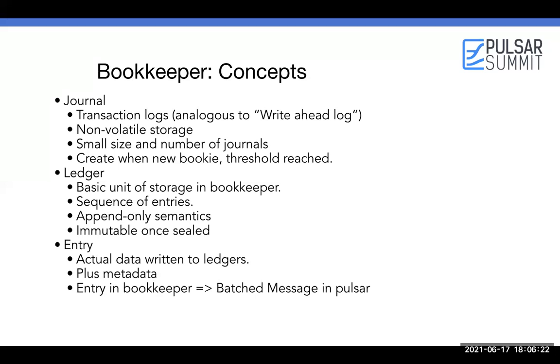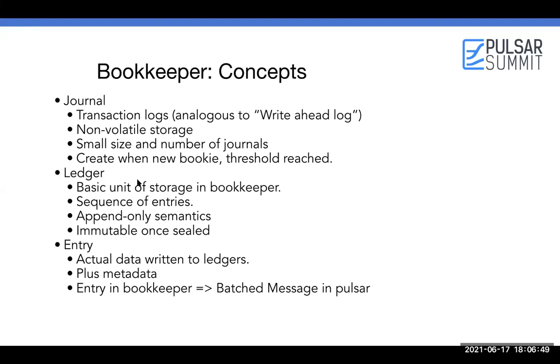The number of journals is also a little bit limited because, as you'll see going ahead, you can flush your journal files while you are making the new ones. And we create a journal when there's a new bookie or when the threshold that you have defined for the journal size has reached. The second thing that we want to talk about is the ledger.